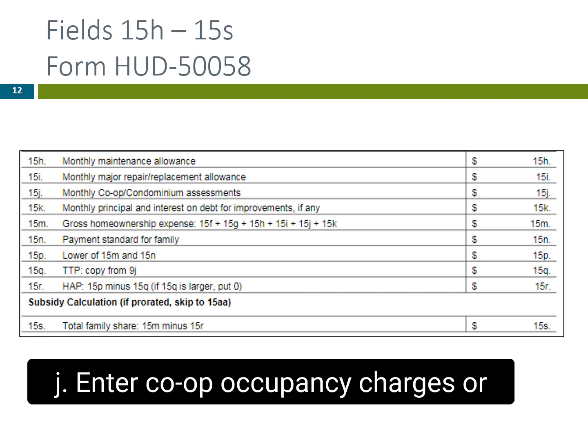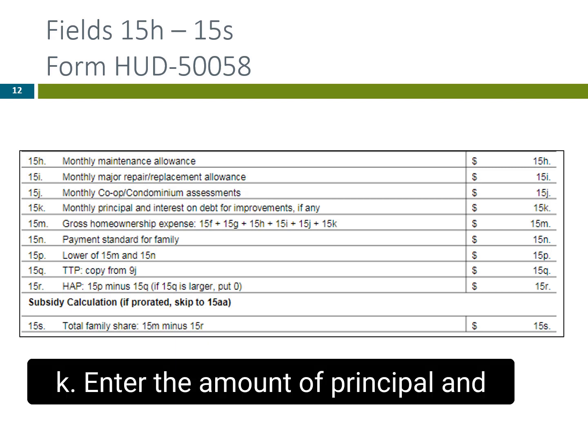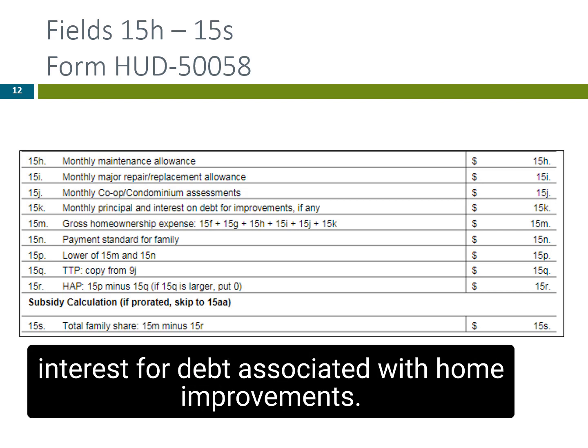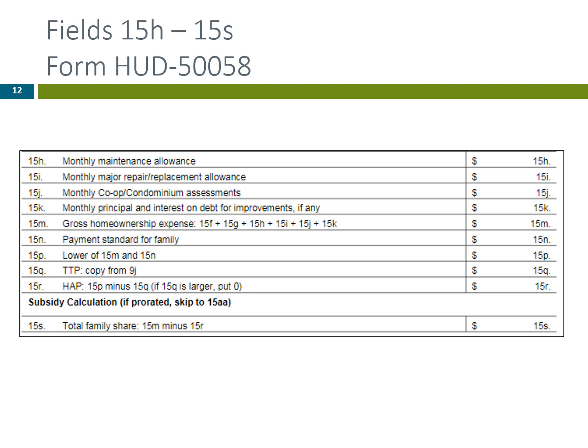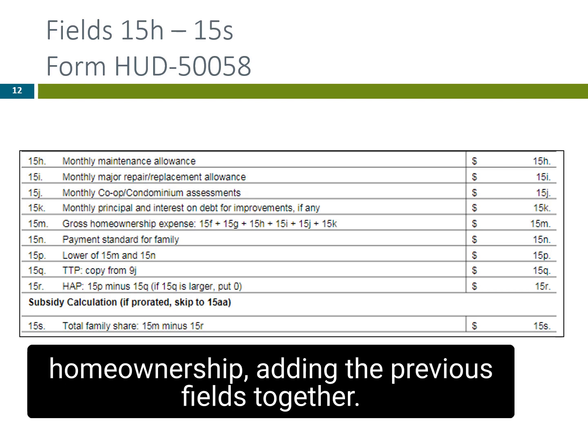J, enter co-op occupancy charges or condominium association assessments, if applicable. K, enter the amount of principal and interest for debt associated with home improvements. M, calculate the tenant's total cost of homeownership, adding the previous fields together.